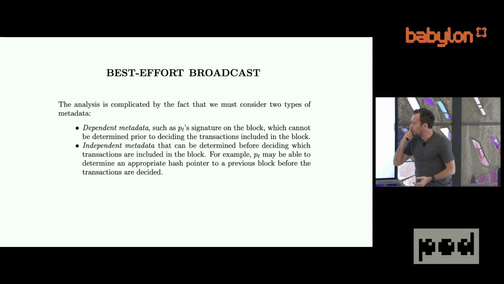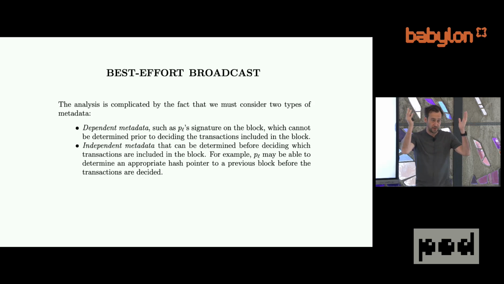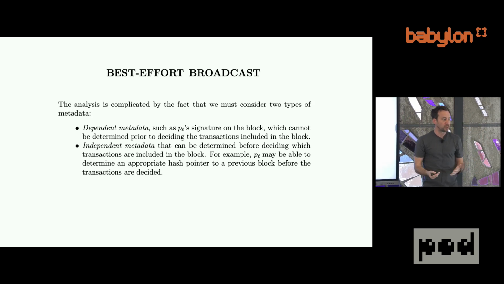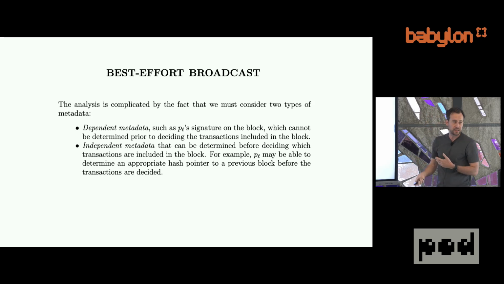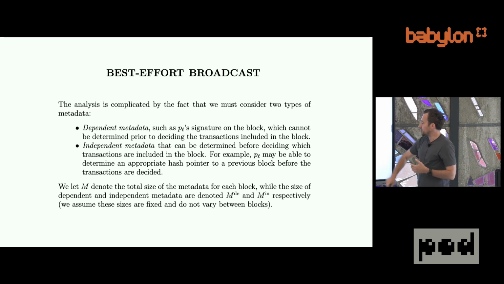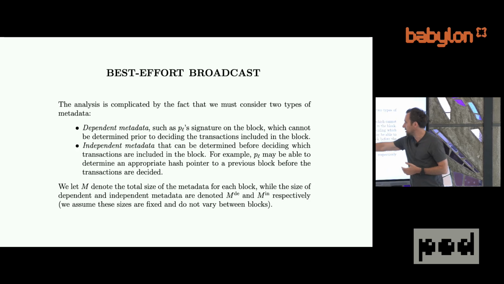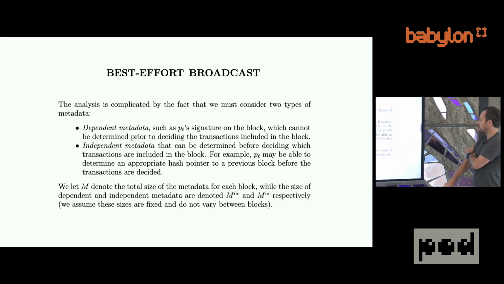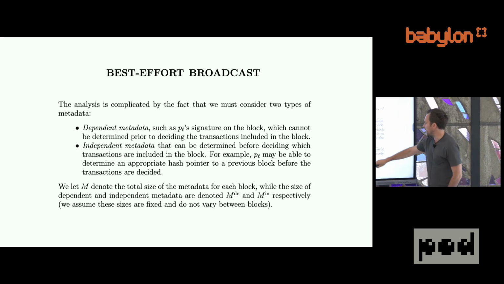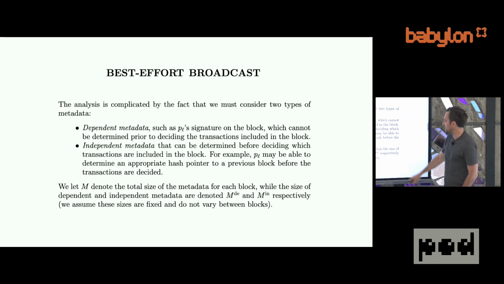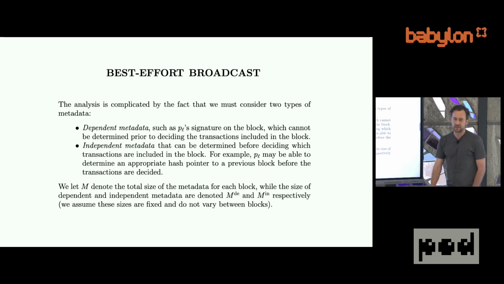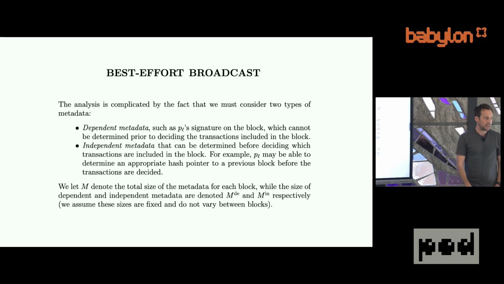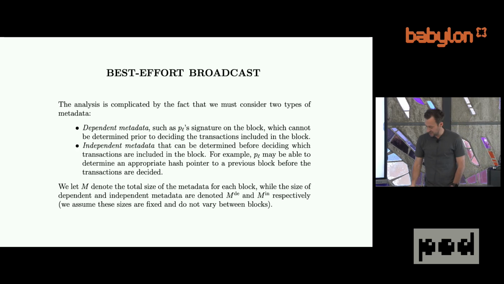That's distinguished from independent metadata, which could be determined before knowing everything else in the block. For example, in some contexts, you might already know the previous block you're going to point to. So that would be independent metadata. Now some notation. I'm going to let M denote the total size of the metadata for each block. MDE is the size of the dependent metadata, and MIN is the size of the independent metadata. So M is just MIN plus MDE.